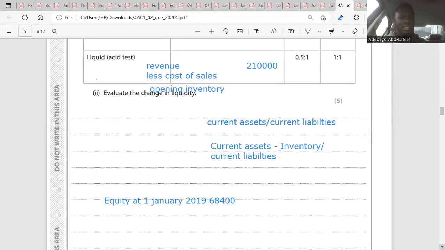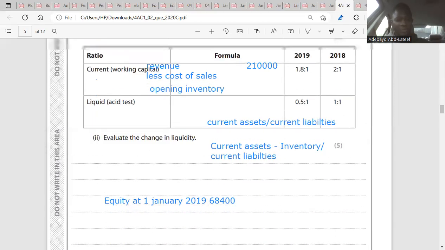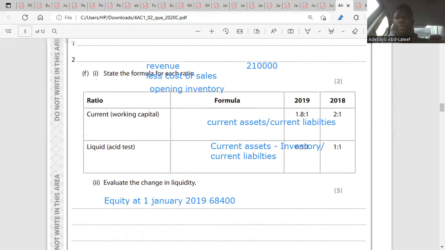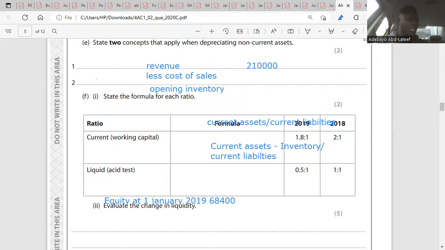So the next thing is, they said we should evaluate the change in liquidity. So based on this information we have here, are you with me? Yeah. First, for liquidity, for current ratio, why do we use current ratio? We use current ratio to understand the financial statement of the business.